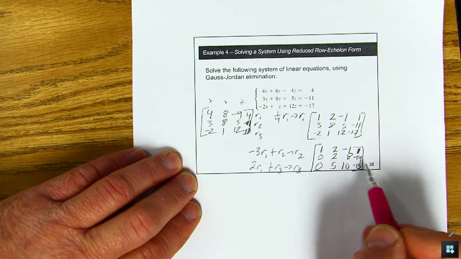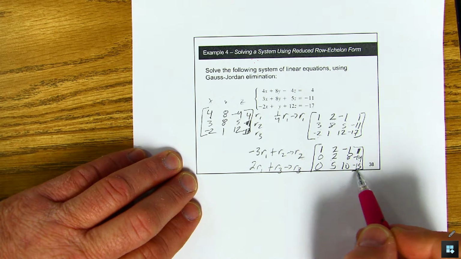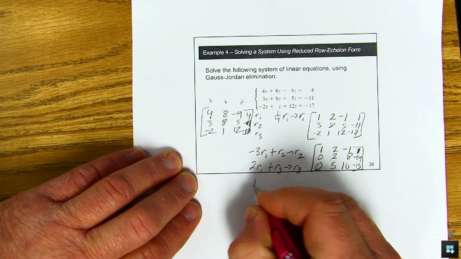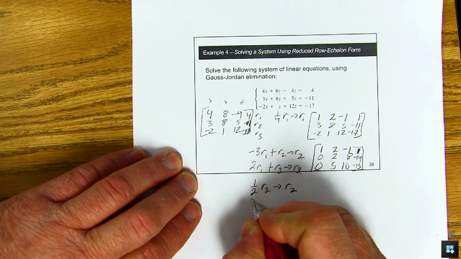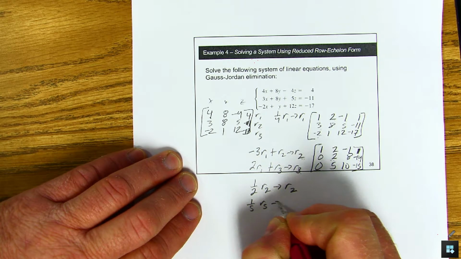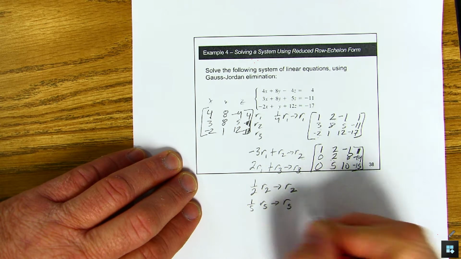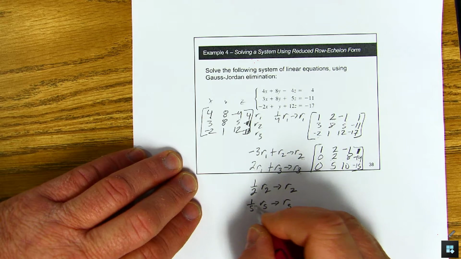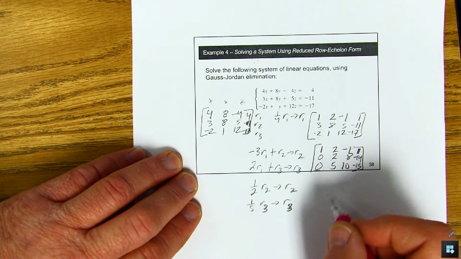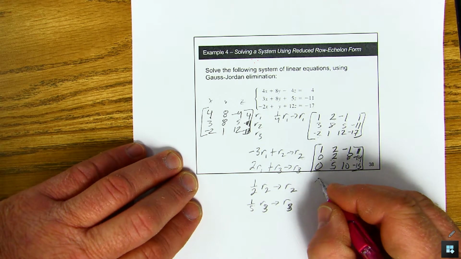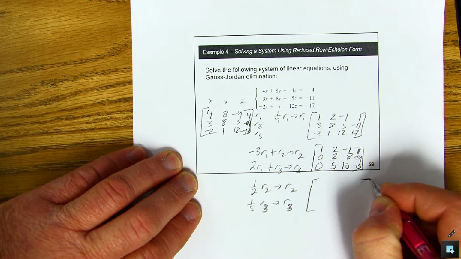And looking at this, I might divide each of these by 5. So I might take 1/2 of row 2, and that's going to become row 2, and 1/5 of row 3 is going to become row 3. Sorry, 1/5 of row 3. Yeah, that was funny. Okay, let's look at it here.